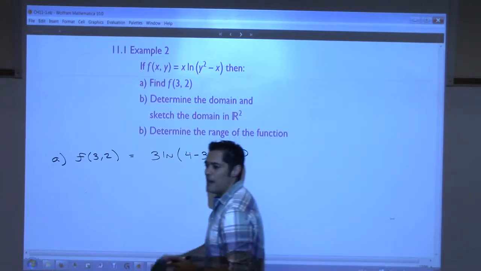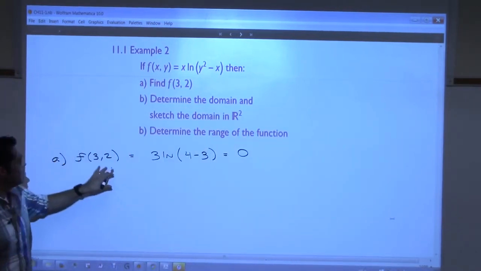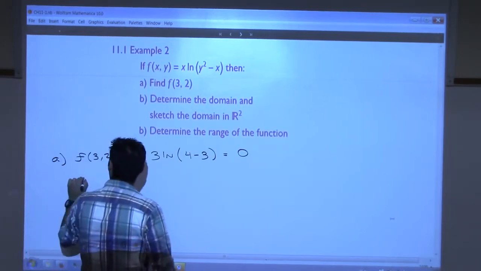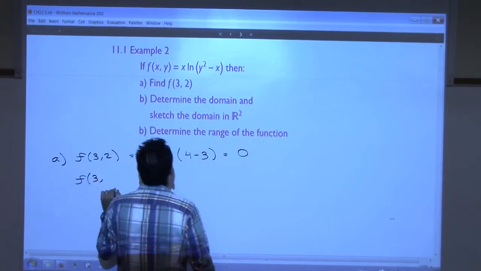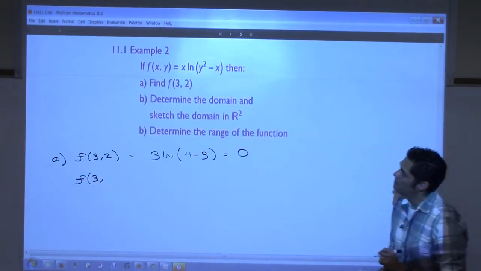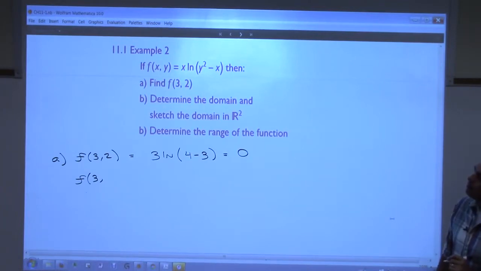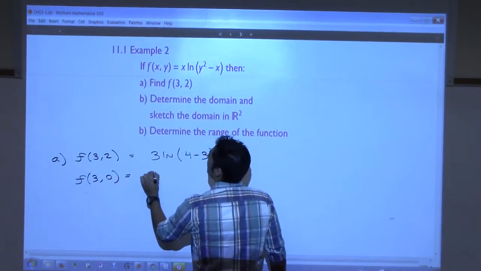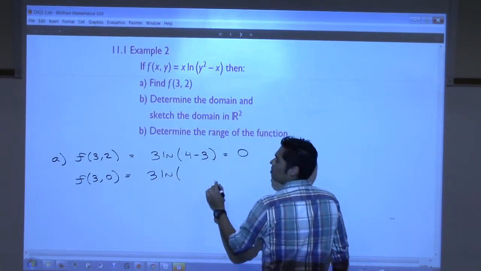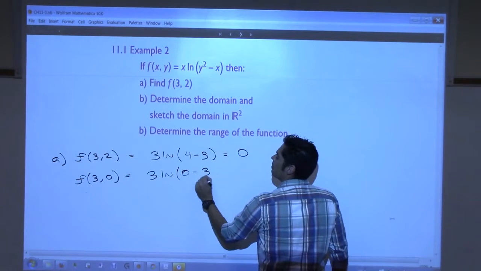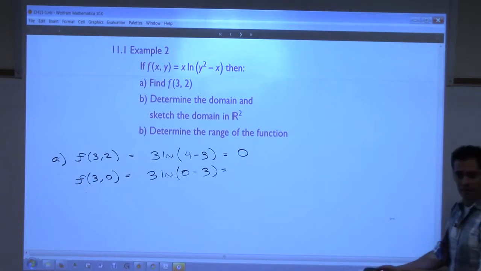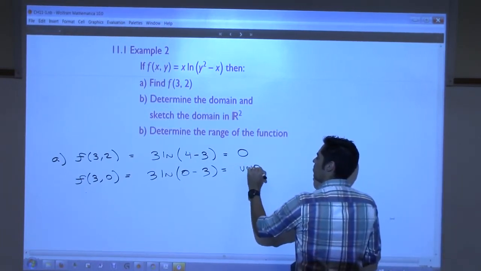Now, there are certain things we cannot plug in, right? Someone give me an example of an ordered pair that I could not plug into this function. 3, negative 2. No, I mean, hang on. Never mind, I take that back. 4, 2. Yeah, 4, 2 wouldn't work. What about 3, 0? That would give you 3 natural log of what's y? 0. So 0, take away 3, that would give you natural log of a negative number, which you can't do. Right? So there are certain points that are okay, certain points that aren't.